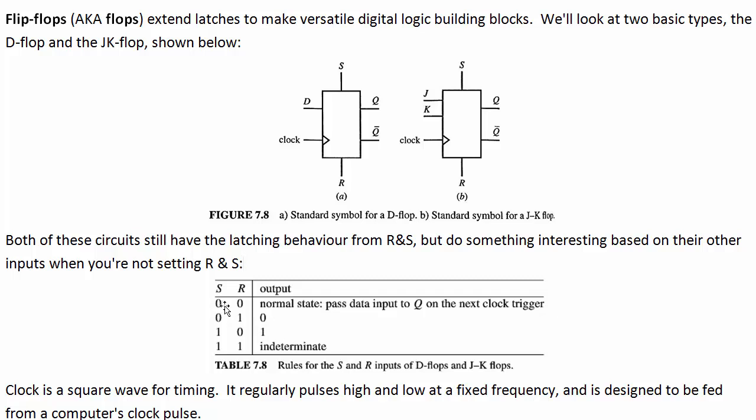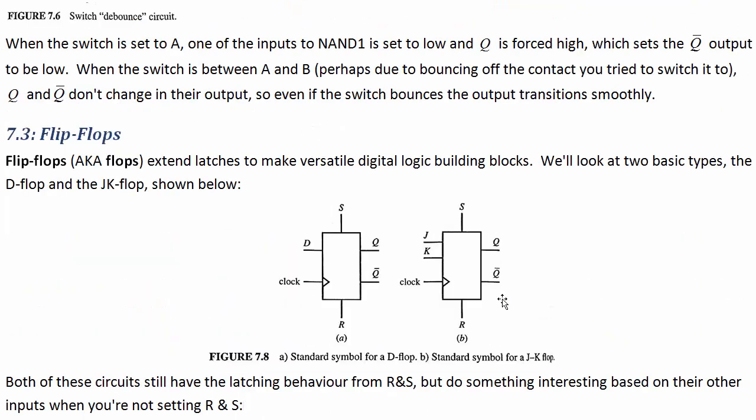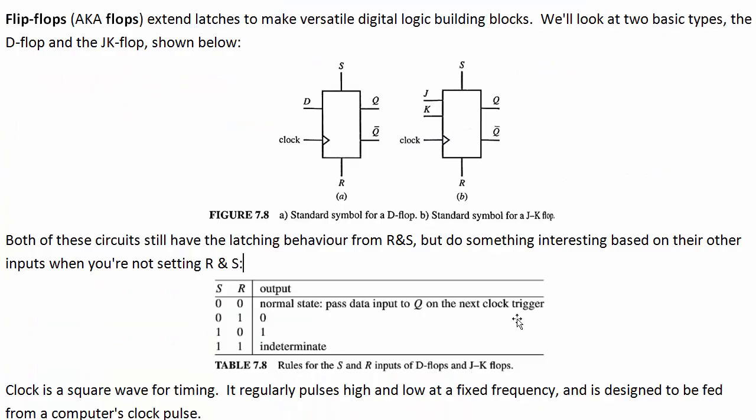Okay, so if you put S to 1, then it's going to make the output fixed to 1. If you put R to 1, it's going to set the output to 0, regardless of what it was in either case. If you leave S and R at 0, then the output's going to switch depending on what's going on at the main inputs, then the D or JK, as the case may be. And in that case, the output only switches on the clock cycle. If both S and R are 1, then the output's indeterminate.